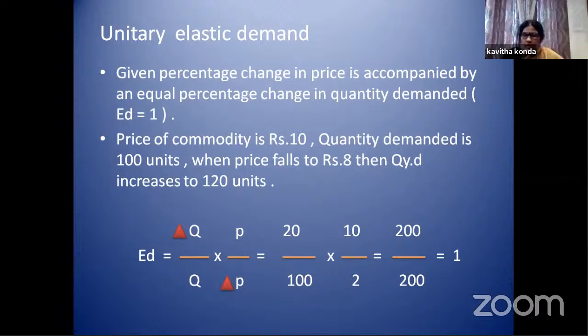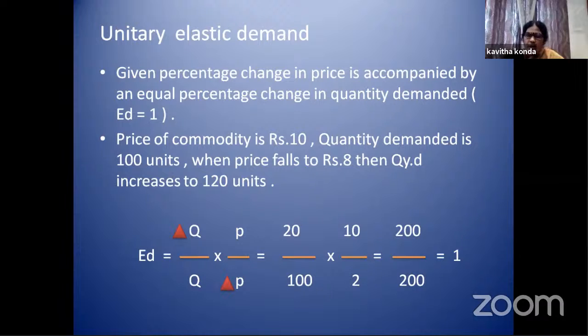This can be shown with an example. The price of a commodity is 10 rupees and the quantity demanded is 100 units. When the price falls to 8 rupees, the quantity demanded increases to 120 units. So the initial price is 10 and the initial demand is 100. The change in the price is 2 and the change in the quantity demanded is 20.